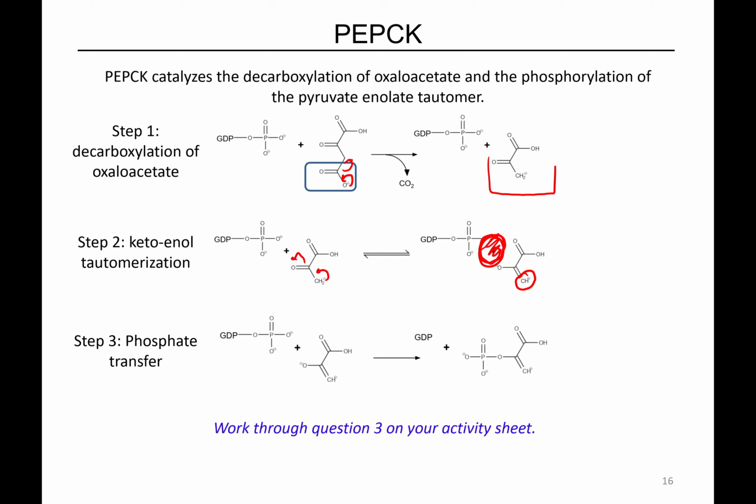Okay? At this point, we can now revert, right? So the electrons here can flow back, reform our pi bond, and the electrons in the pi bond between C2 and C3 can reach out and pick up a phosphate from GDP, giving us our product.